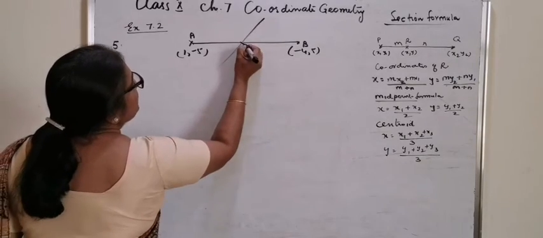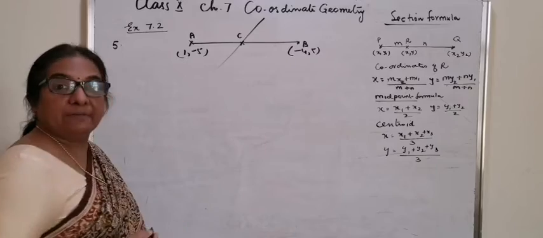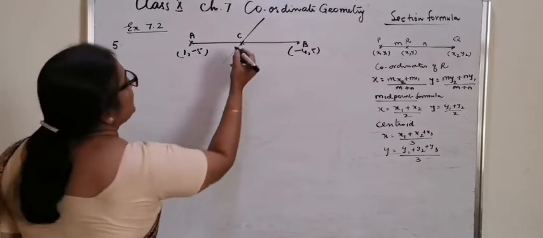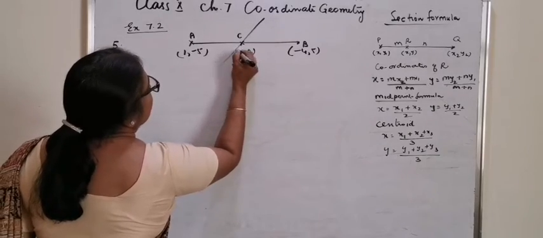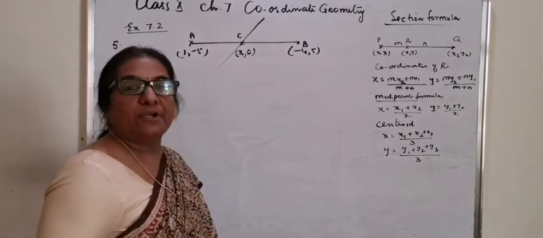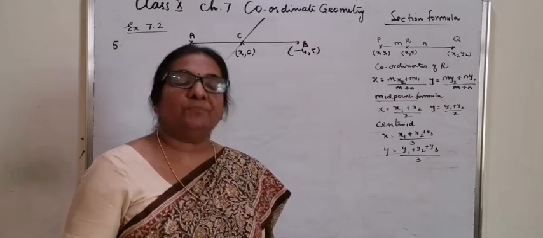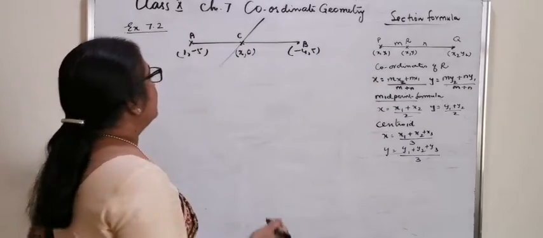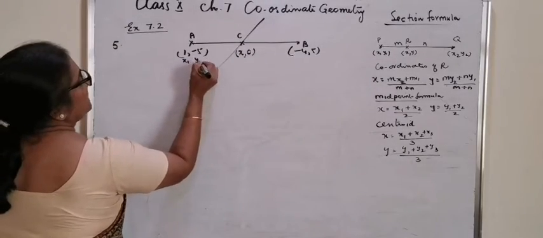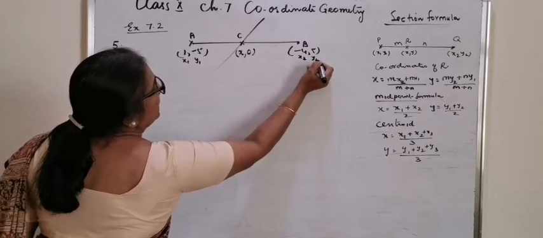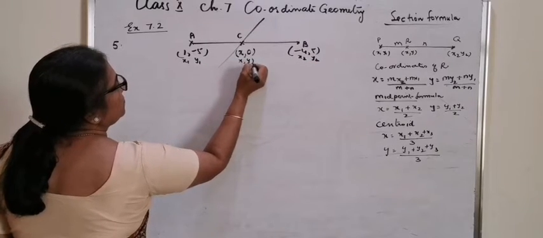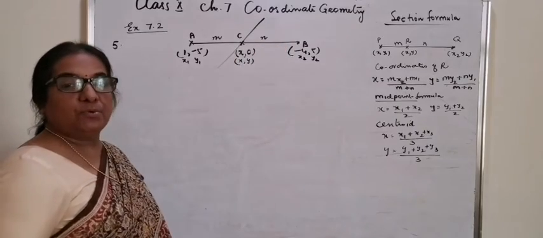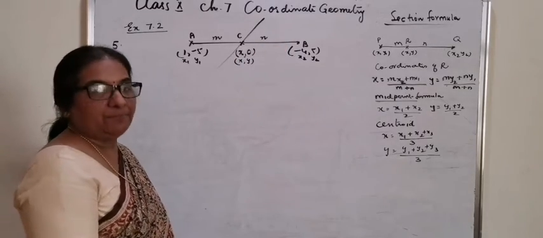So what is the point C representing? This line is the x-axis, which means the point C represents the point (x, 0), because any point on the x-axis is (x, 0) and any point on the y-axis is (0, y). So here mark it as x1, y1, x2, y2, and this point is (x, y) itself, and the ratio is m is to n. We need to get the values of m and n.